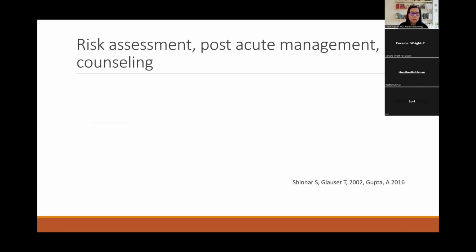So I think this is the important part for most of what you see in primary care and what we see in our office as well, because the ER doctors and the hospitalists take care of the acute management. But for us in outpatient care, assessing their risks and their post-acute management counseling is really important for caregivers and families. So the big questions are, can this recur?